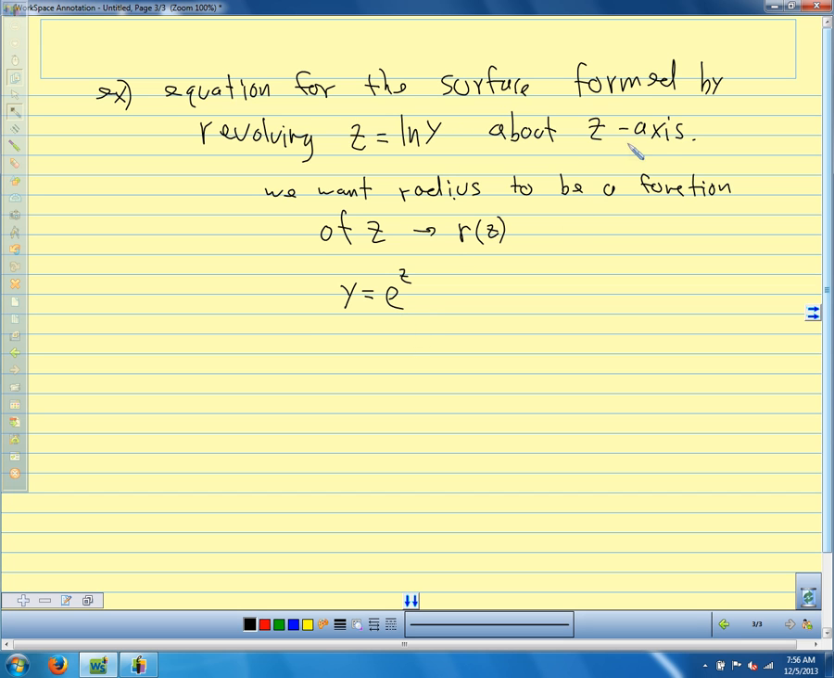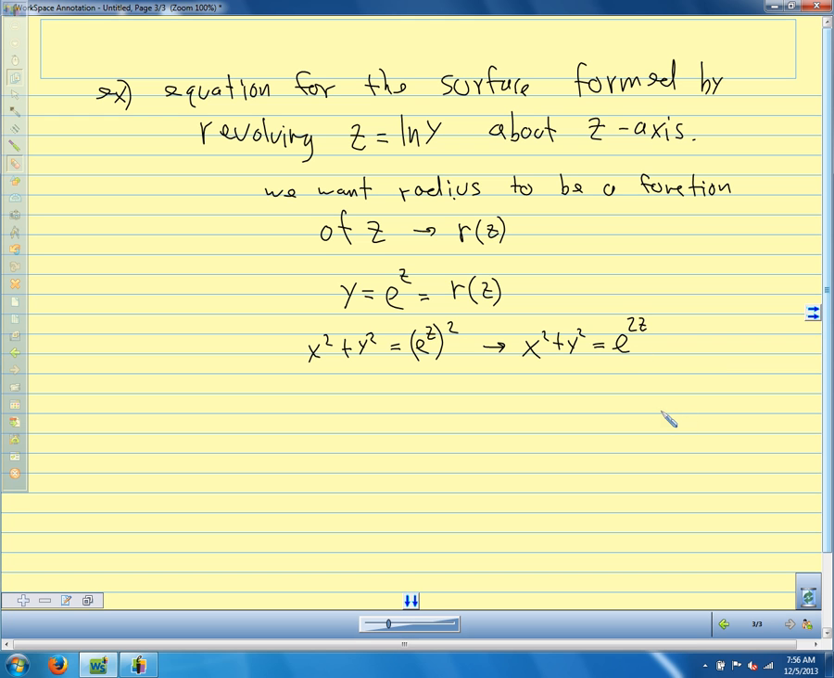There's my function of z. And since we're revolving about the z-axis, this is going to be my r of z. So the equation of my surface is going to be x squared plus y squared equals e to the z, squared. And I can write x squared plus y squared equals e to the 2z. Too easy?